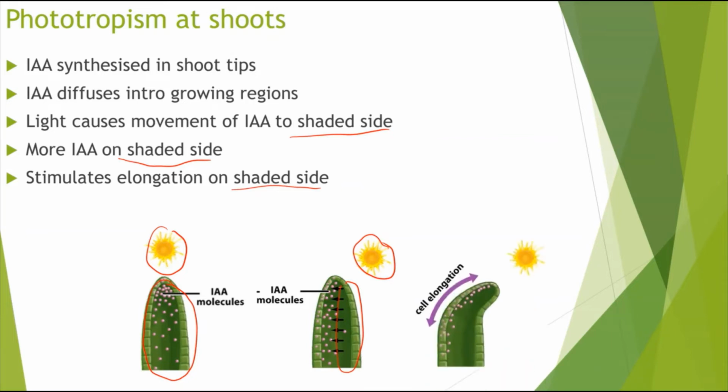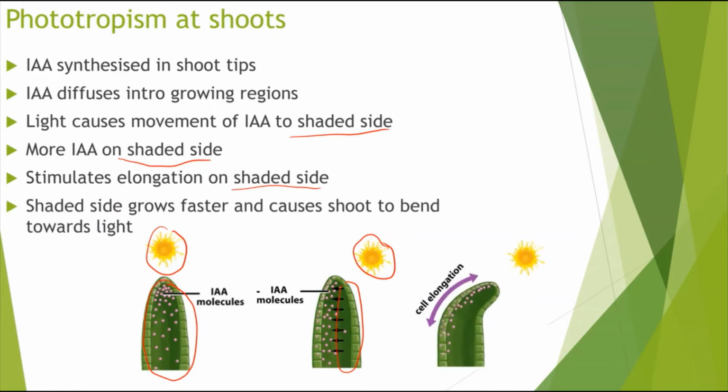So the shaded side would grow faster, and it causes the shoots to bend towards the light. Because the cells are growing faster on this side, there would be more growth on the left side, on the shaded side, and that's why it would cause the shoot to bend towards the light. And as you can see, the shoot would be more exposed to the sunlight now, and so there would be more photosynthesis occurring.